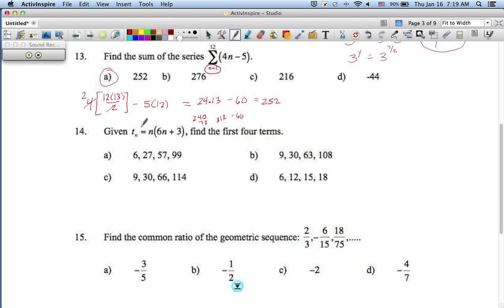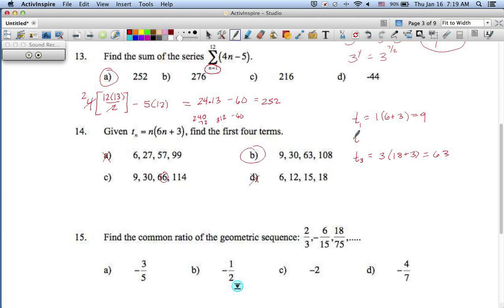Okay, number 14, terms. Find the first 4 terms. Well, to find the first term, I'm going to plug in 1. And that gives me 1 times 6 plus 3, which equals 9. D is out. A is out. Second term looks like it's going to be a 30. So, you know what? I'm going to cheat a little bit, and I'm going to find the third term now. Third term would be 3 times 18 plus 3, or 3 times 21, which is 63. So I'm going with B because this says 66.